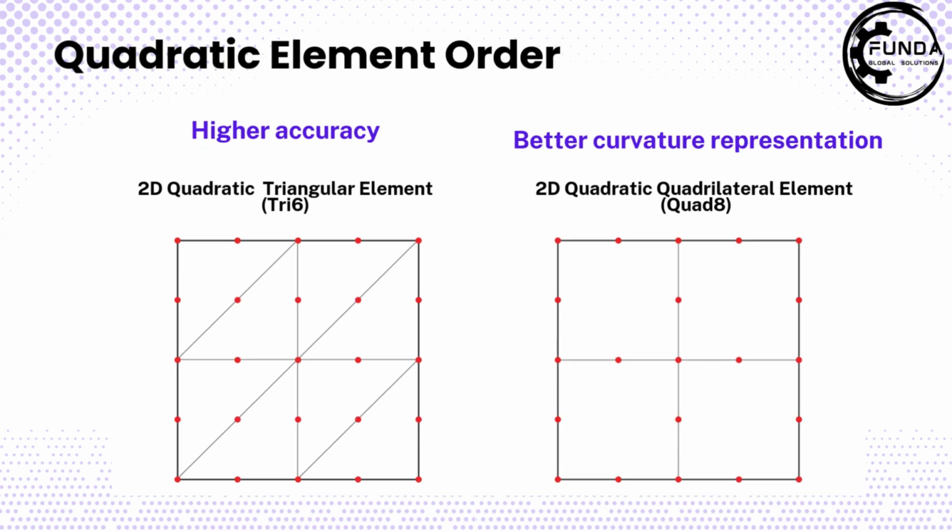Now let's move to quadratic elements. Quadratic elements include additional mid-side nodes along each edge, allowing the displacement to vary in a curved manner instead of a straight line. In 2D, this results in triangular elements with 6 nodes and quadrilateral elements with 8 nodes. These extra nodes allow quadratic elements to follow curvature more naturally and capture bending and stress gradients much more accurately.